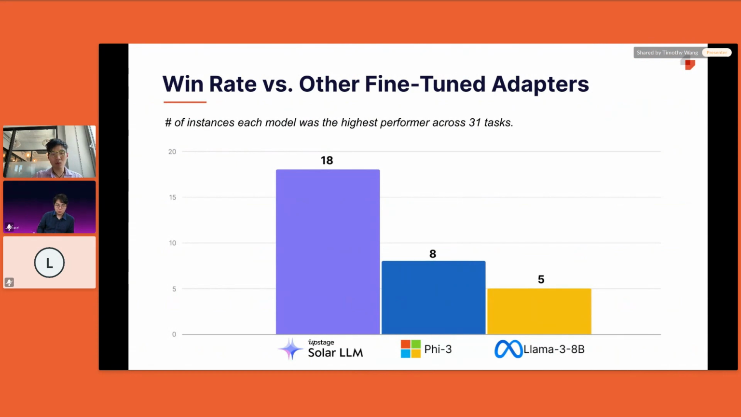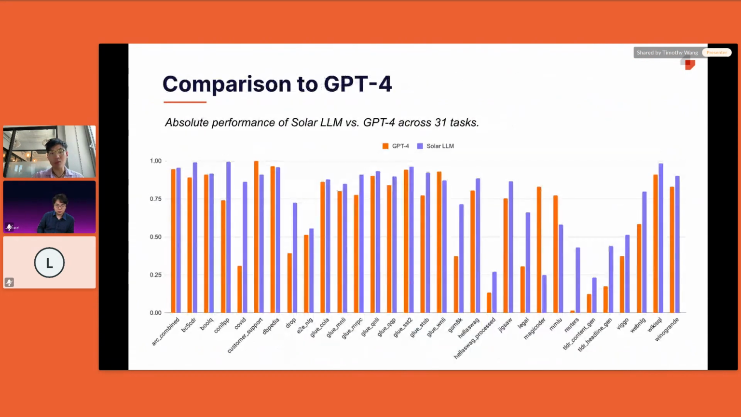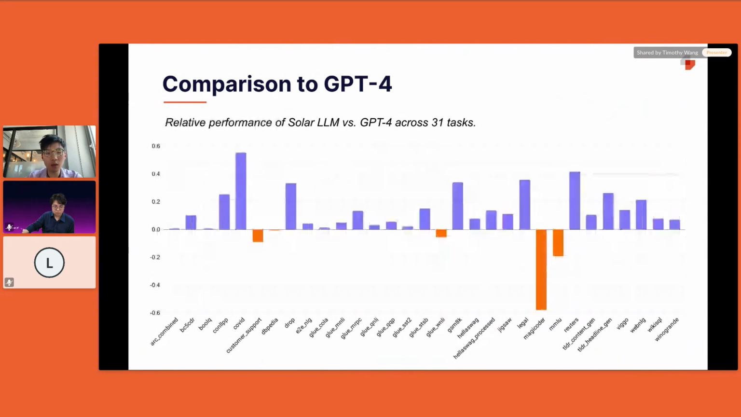But the other really cool thing that we wanted to show was the comparison to GPT-4. These are the results against GPT-4 with Solar in purple and GPT-4 in orange. It might be a little bit hard to tell exactly what's going on here, so I'll show the differences as well. This is the difference in score, with the purple columns being those that favor Solar.